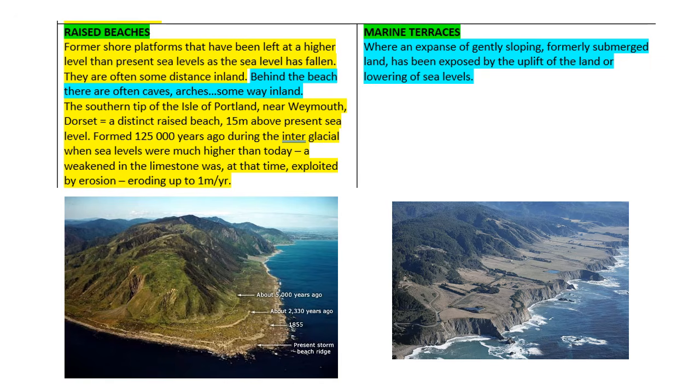So for example, the southern tip of the Isle of Portland near Weymouth in Dorset is a distinct raised beach. It's 15 metres above present day sea level, and it formed 125,000 years ago when sea levels were much higher than they are today during an interglacial. Marine terraces are similar. This is where you've got formerly submerged land that has now been exposed, either because the land is uplifted or because the sea level has lowered.